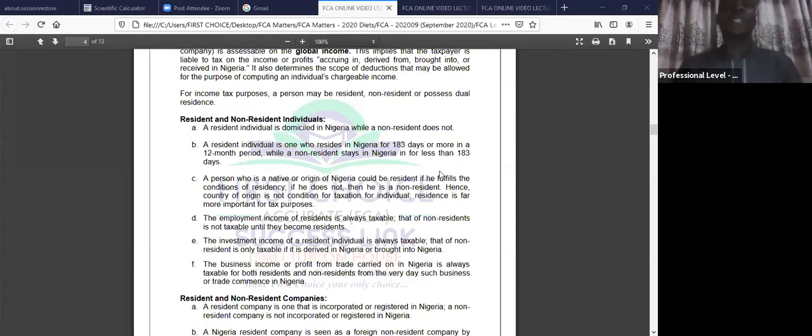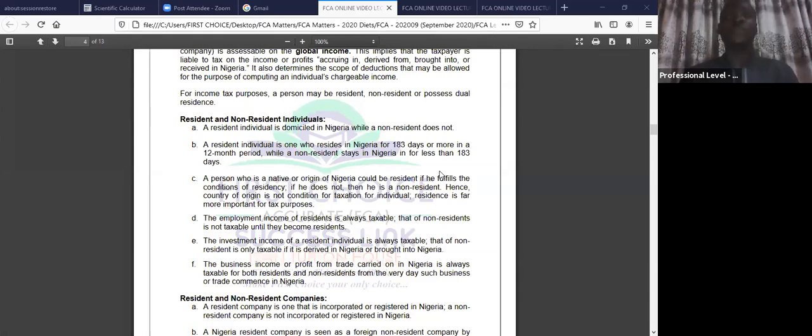So let's give this scenario. Let's say the Nigerian Super Eagles have a foreign coach from Germany, and this German guy is not of Nigerian origin anyway, but he stays here in Nigeria for like 6-7 months to coach the Nigerian team. Is he a resident or a non-resident? Yes, of course, he is a resident because he has stayed up to 183 days or more earning income in Nigeria.